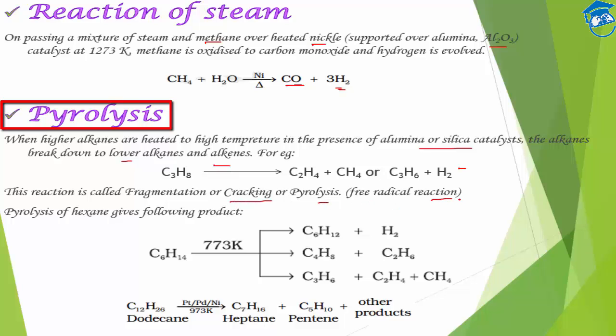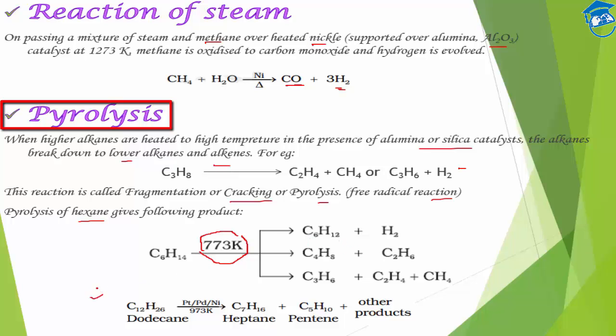This method is known as fragmentation or cracking or pyrolysis, and this is a free radical reaction. Pyrolysis of hexane could give hexene or products with 4 or 3 carbon atoms, and various products could be achieved. Just by varying the temperature and the pressure or the catalyst, we can get predominantly the product which we desire.